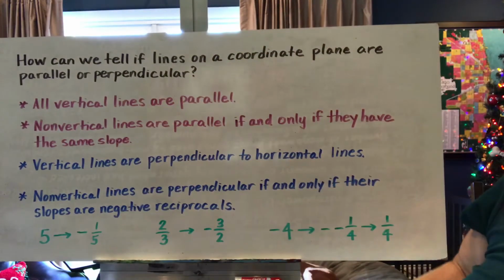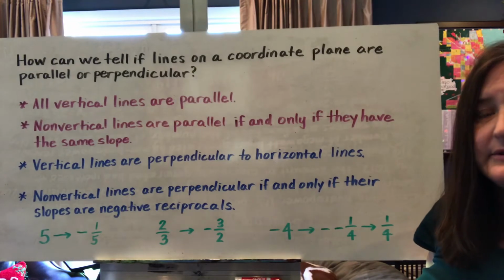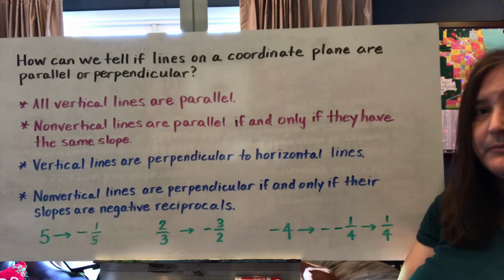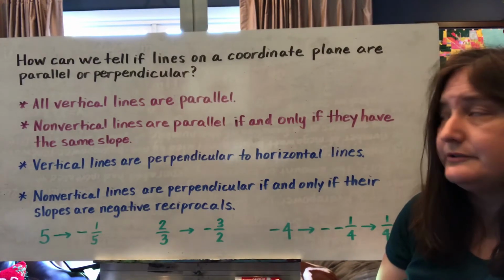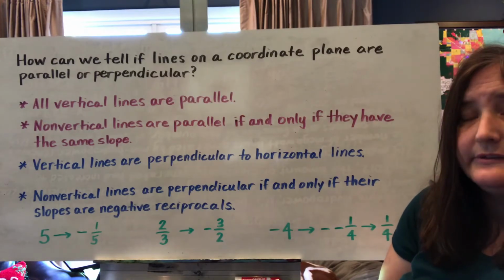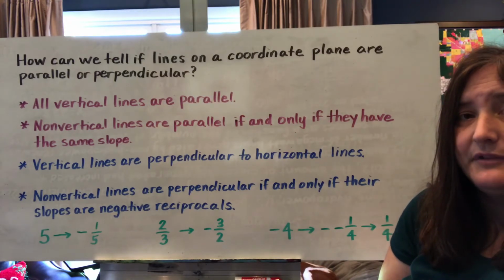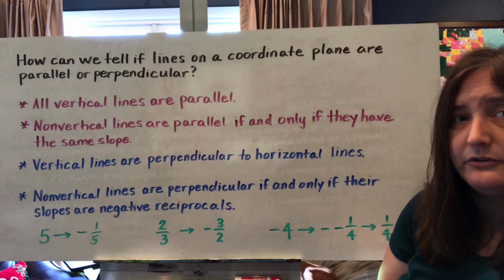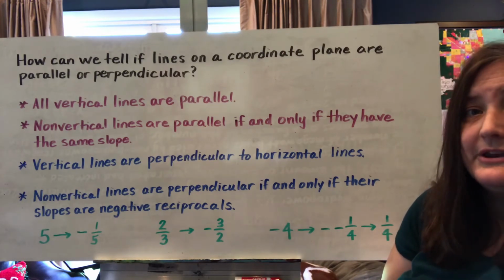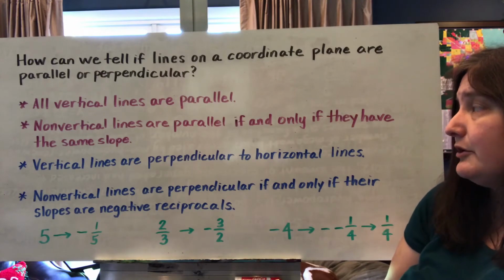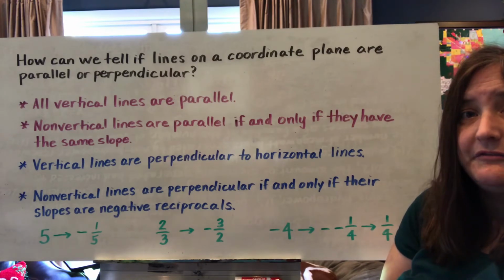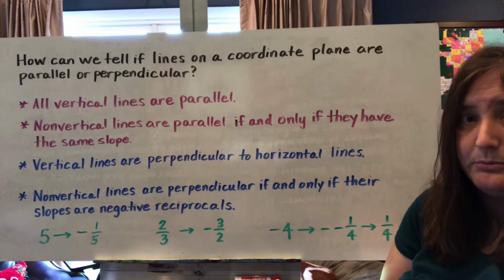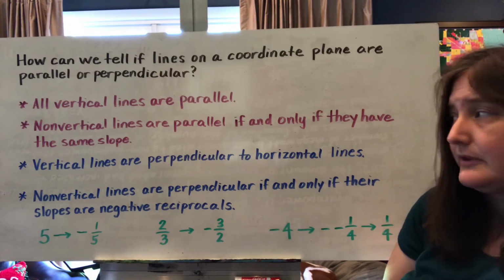So how do we know on a coordinate plane if lines are parallel or perpendicular? Well, here's a few important rules. All vertical lines are going to be parallel. If we have lines that have undefined slopes and they're vertical, they will be parallel to one another. When it comes to the non-vertical lines, we know they're parallel if and only if they have the exact same slope. So if two lines have the exact same slope, they will be parallel.